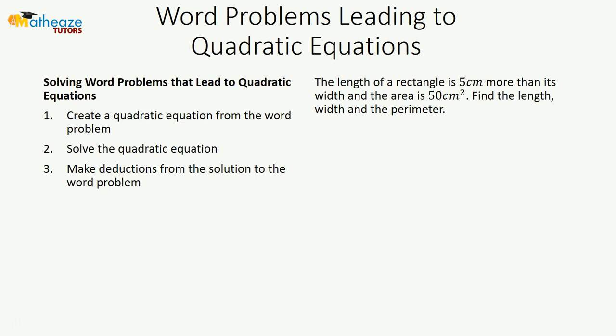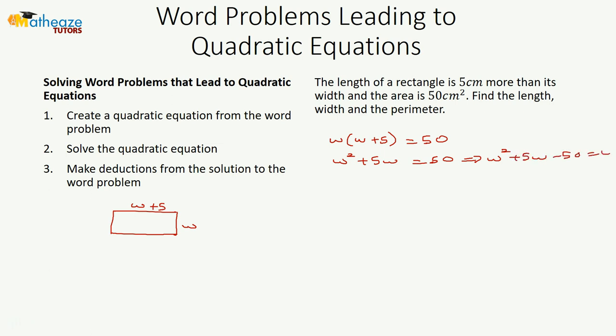Now, final example. The length of a rectangle is 5 centimeters more than its width. Okay, so let's put a rectangle here. This is the width. The length is 5 centimeters more. If the area is 50, so width multiplied by length is equal to 50, which is the area. So w squared plus 5w equal to 50, which implies that w squared plus 5w minus 50 equal to 0.